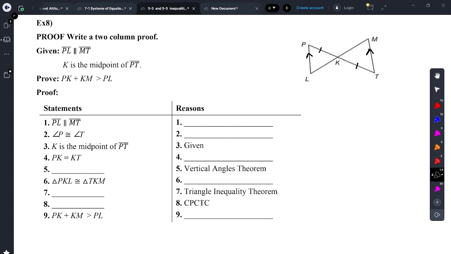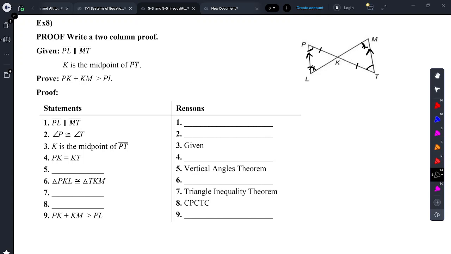That PK plus KM is greater than PL. PK plus KM is greater than PL. All right. First thing I would do is prove that these, if they're parallel, then this angle's, let's think this through. If they're parallel, then this angle is equal to this angle, right? And I believe this angle is equal to this angle, right? Which proves what? The triangles are congruent. And then I can probably do something from there, right?